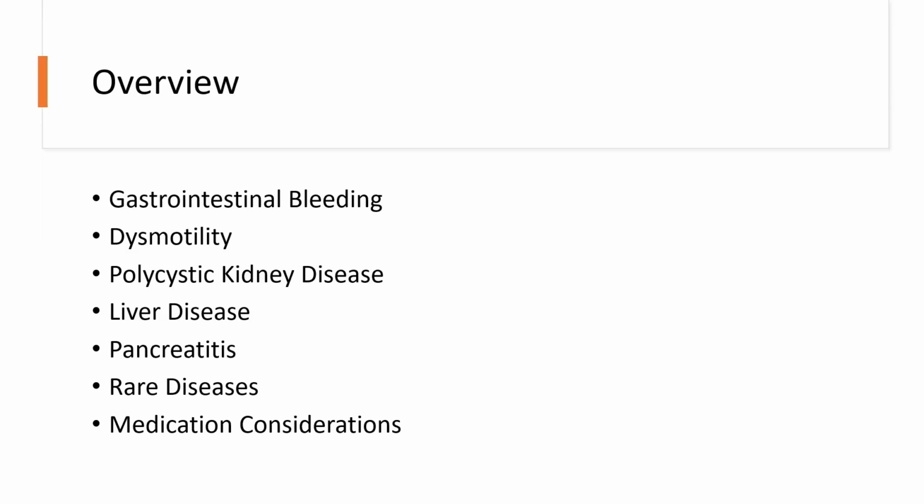And just an overview of what we'll be covering. We'll go over GI bleeding, dysmotility, polycystic kidney disease, liver disease, pancreatitis, some miscellaneous rare diseases, and then certain medications that we use in CKD.